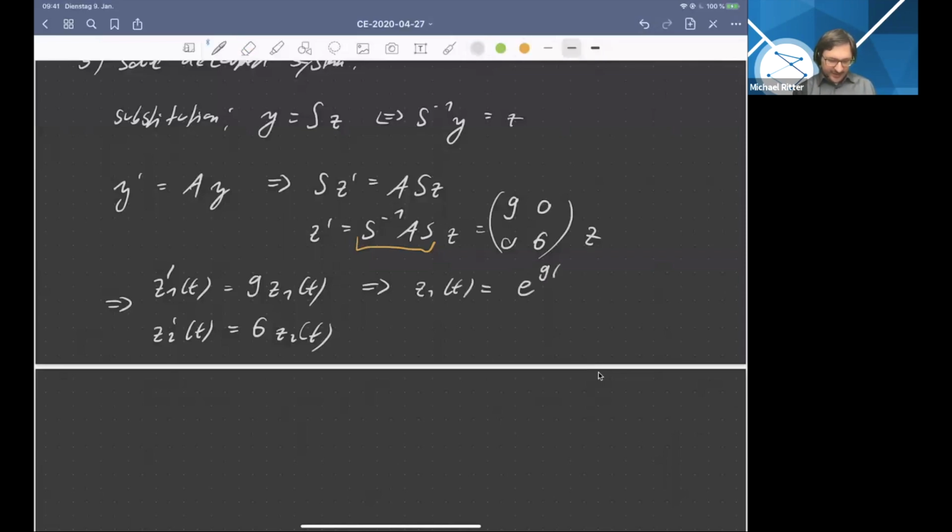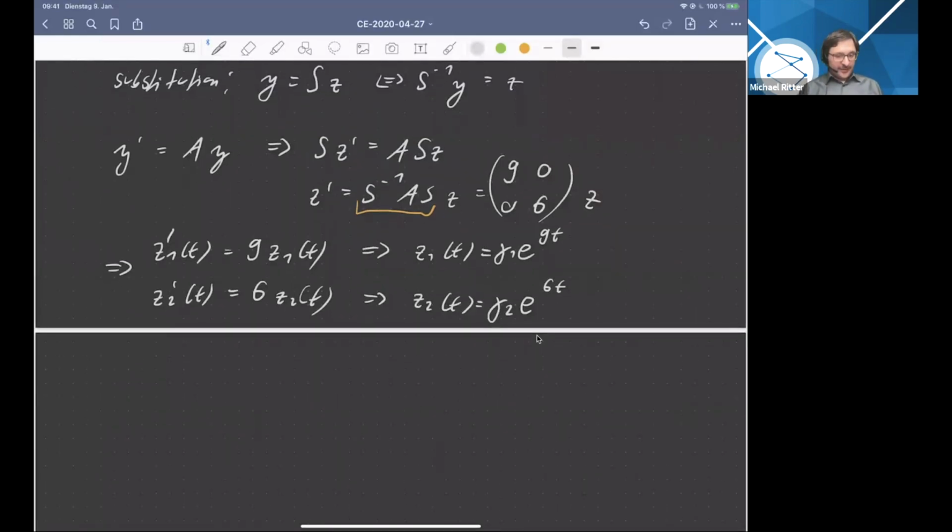So the set of solutions for these is z1 of t equals basically e to the 9t, so that's this factor 9 here, times a constant gamma 1 that we will later determine through the initial values. And same thing for z2. That can be solved by e to the 6t, and again, some constant gamma 2. So that's the set of solutions for these two differential equations. And now we need to get back to our original system. And remember, we had this substitution here, y equals Sz. So we just use that to get a solution for the original system. So that's step 4.